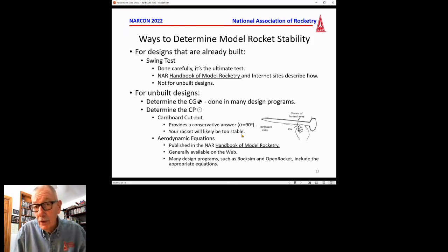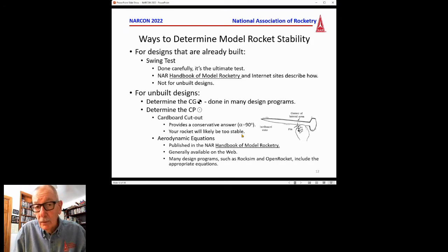So you can see very quickly, when you compare the center of pressure by the cardboard cutout method and by other methods that give you the center of pressure near zero angle of attack, that's quite a difference. The center of pressure actually moves a bit forward compared to where it is at zero angle of attack. And that's why, of course, a rocket can go unstable, because of that motion of the center of pressure.